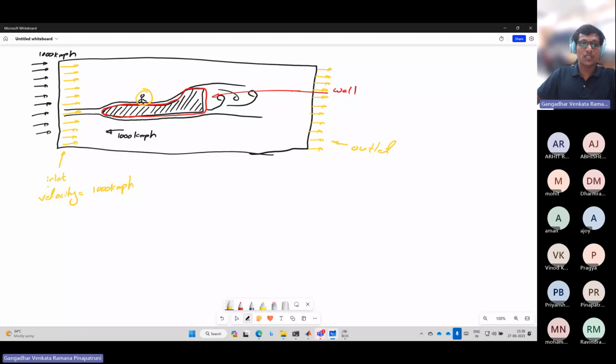1,000 km/h. If you can convert it into meters per second, you can also do that. So this is my condition. I gave it here. All right.